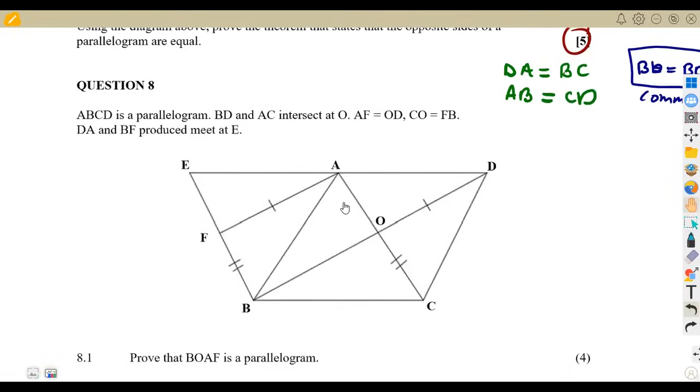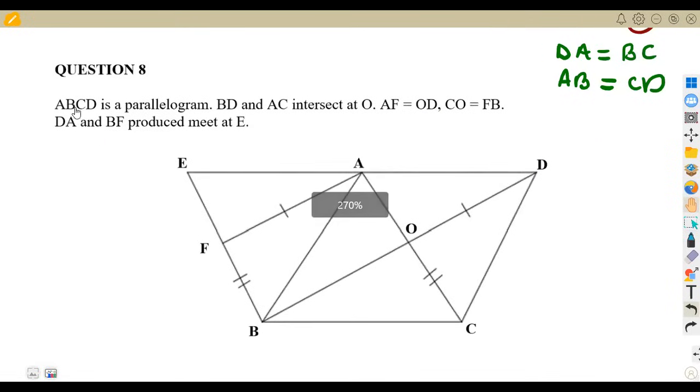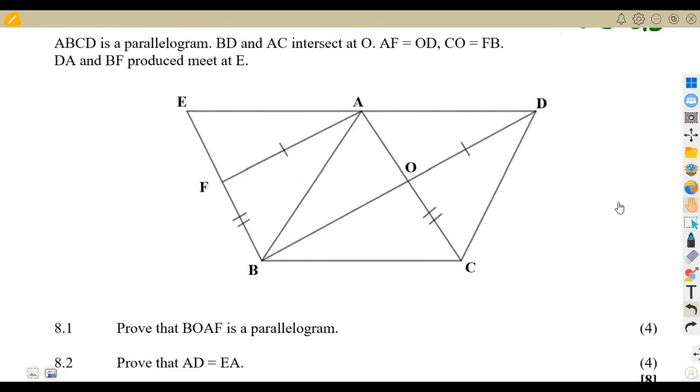All right, question number 8, let us see what we have. ABCD is a parallelogram in that case, and we're given that these two, BD and AC, intersect, which is fine. And we're given that AF is equal to OD. All right, these two are equal, as you can see. Then CO and FB, which is fine. Then BA and BF produced meet at E, all right? There is something produced here to meet at E, which is fine.